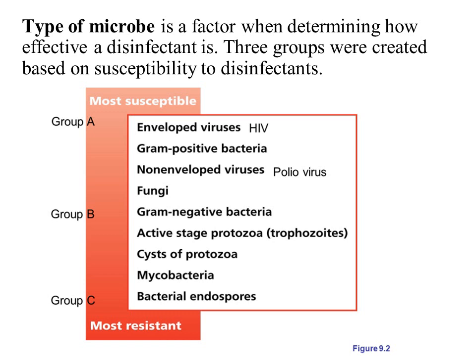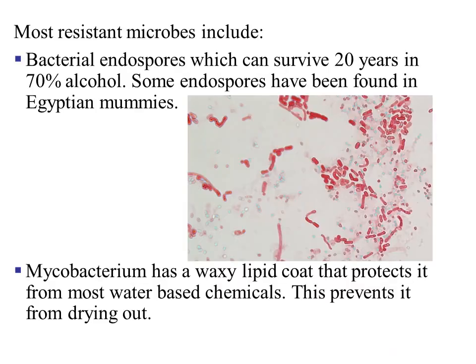The next factor to be considered is the type of microbe. We have created 3 groups based on the susceptibility of microbes to disinfectants. The more susceptible, they will be in group A. The more resistant, they will be in group C. The most resistant microbes include bacteria like Clostridium or Bacillus. These are endospore producing bacteria.